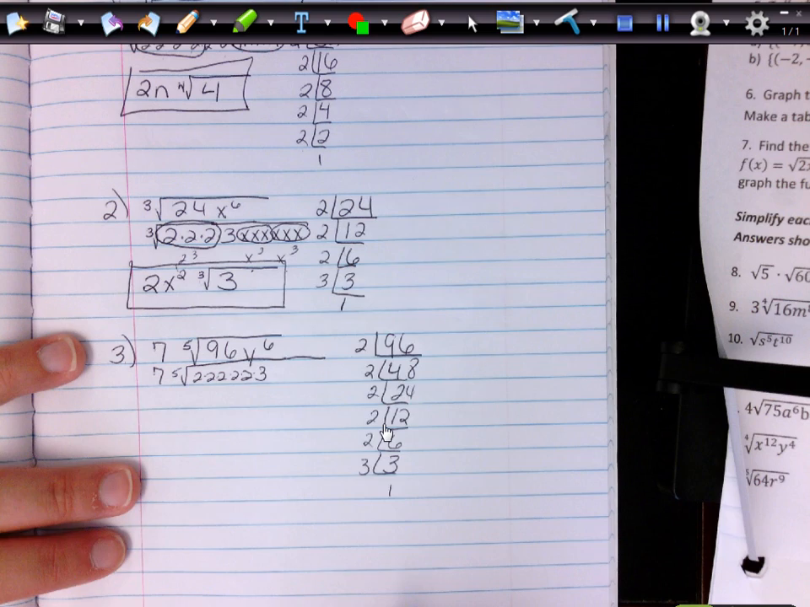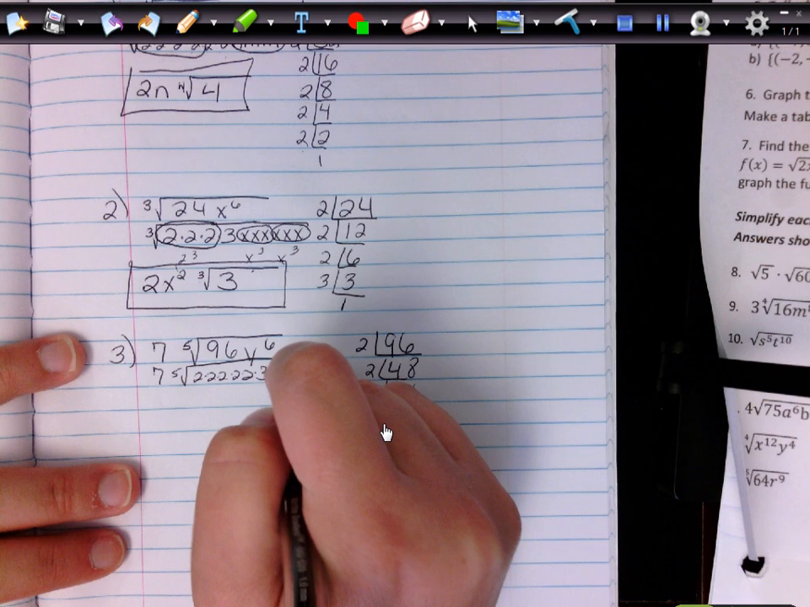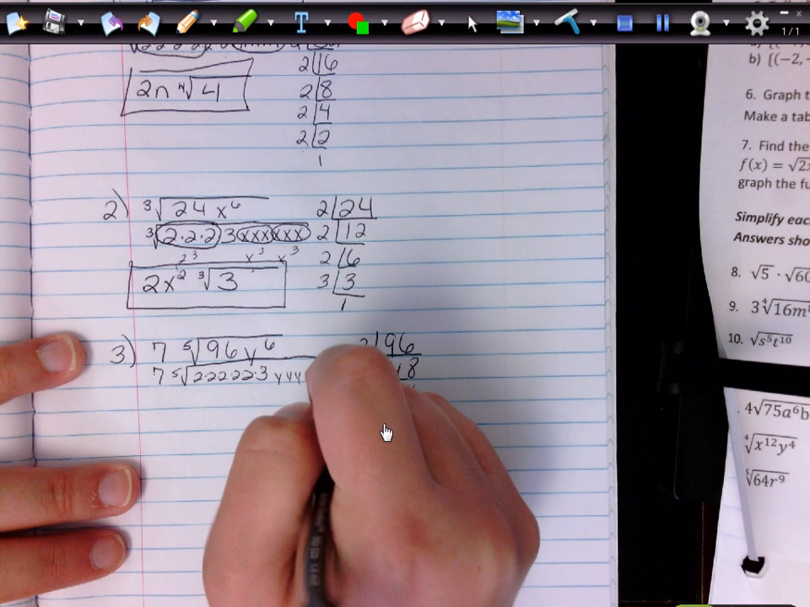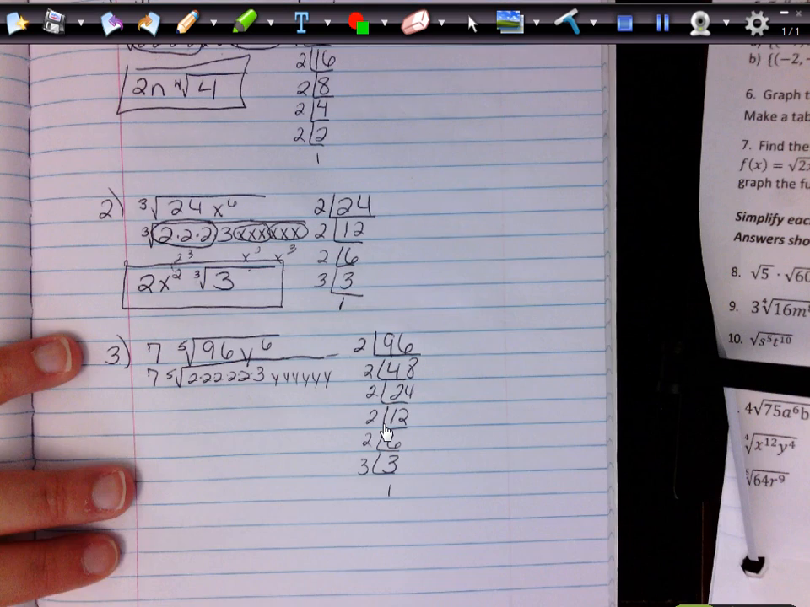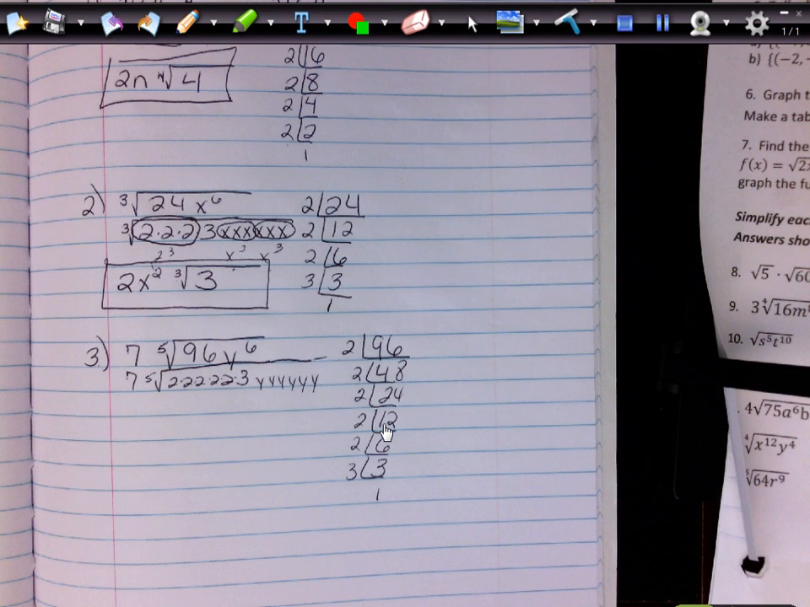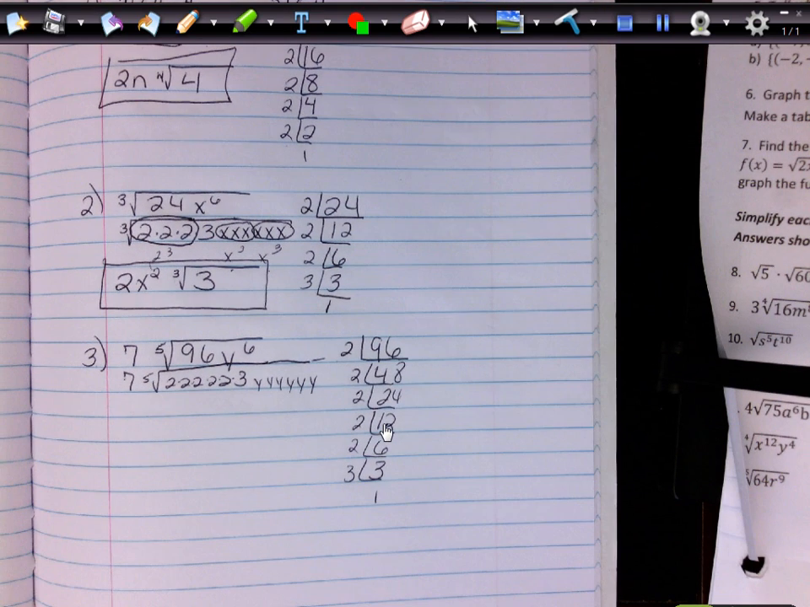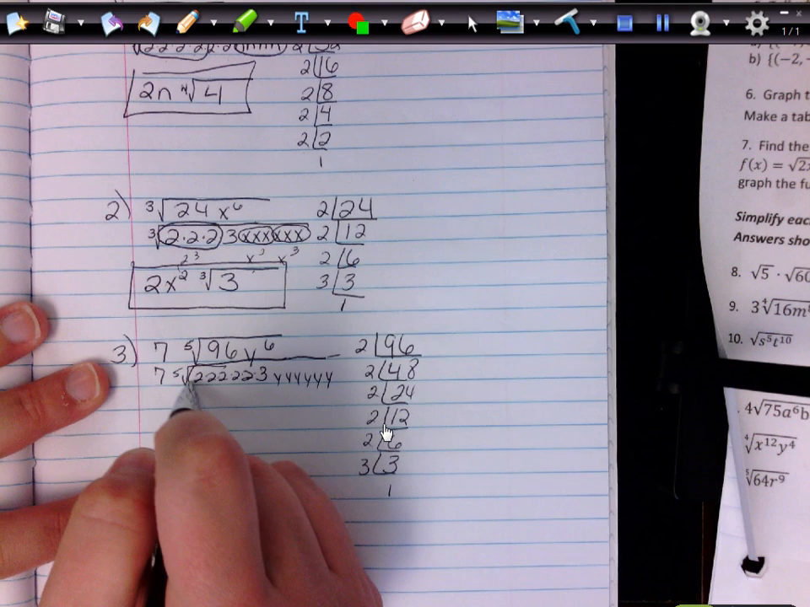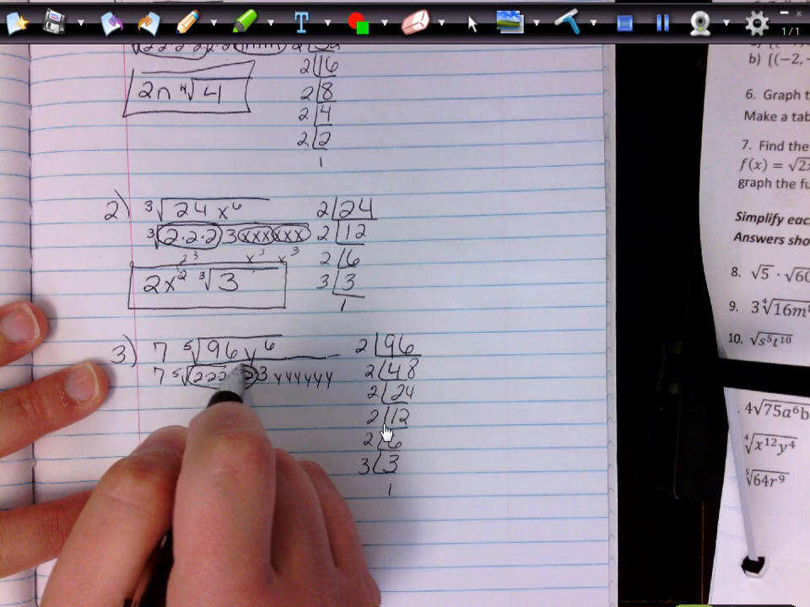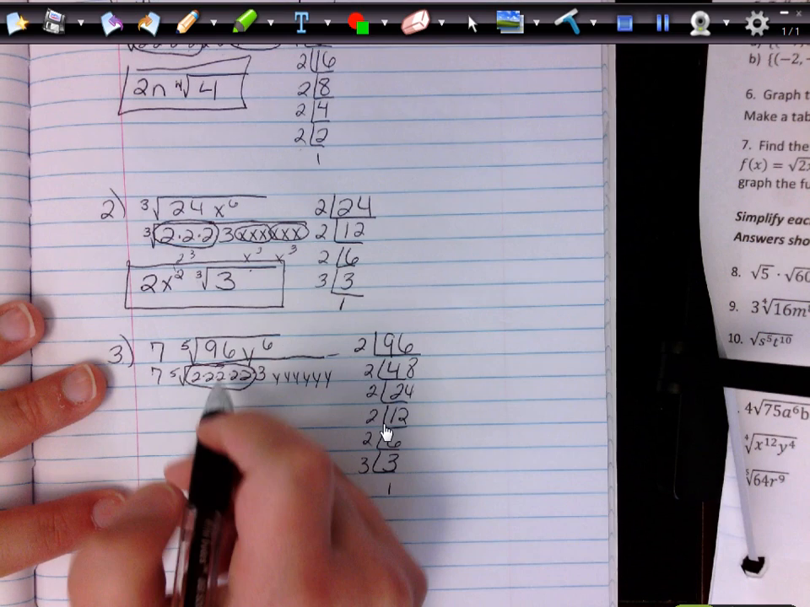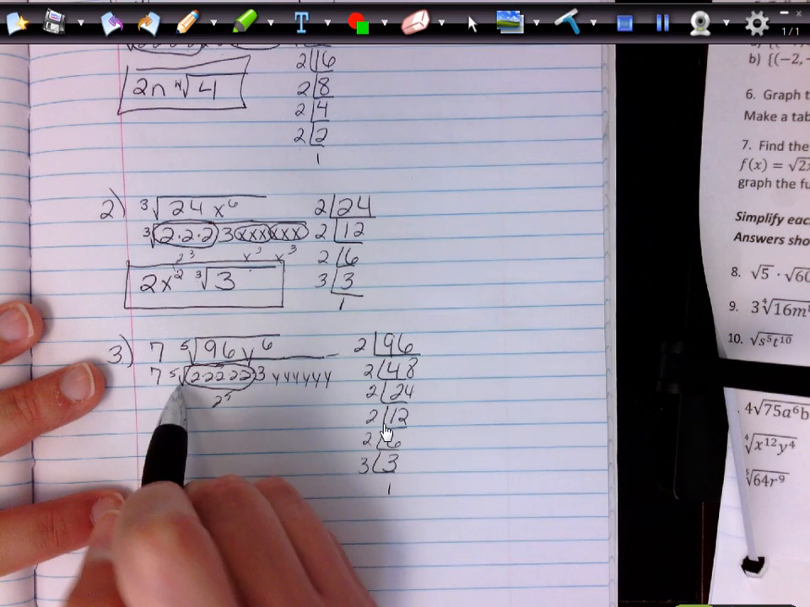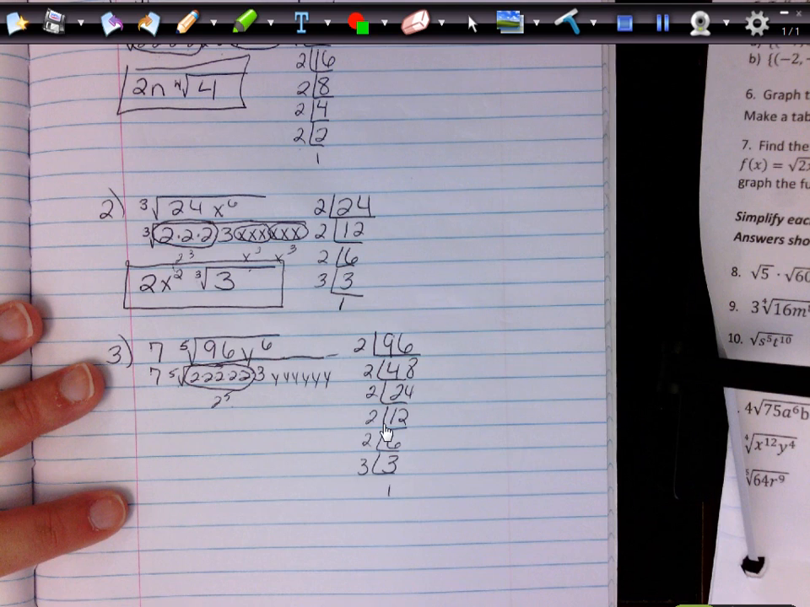And I have 6 y's. So 1, 2, 3, 4, 5, 6. So now, since this is a 5th root, I need 5 of the same in order to circle. So I have 5 2's, so I can circle these 2's right here because I've got 5 of them. And that's the same thing again as saying 2 to the 5th. So the 5th root and the 5th power cancel, and I'm left with 2.